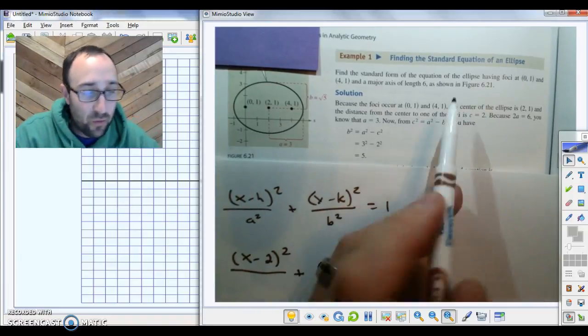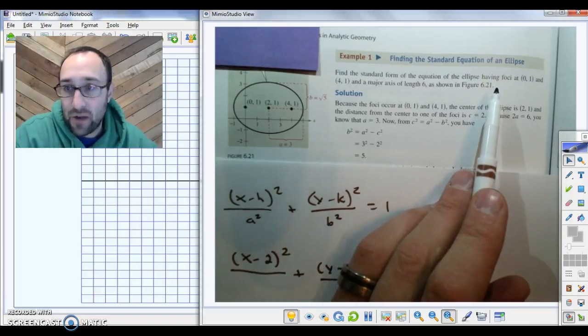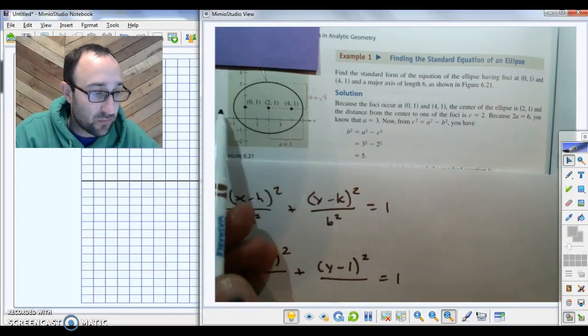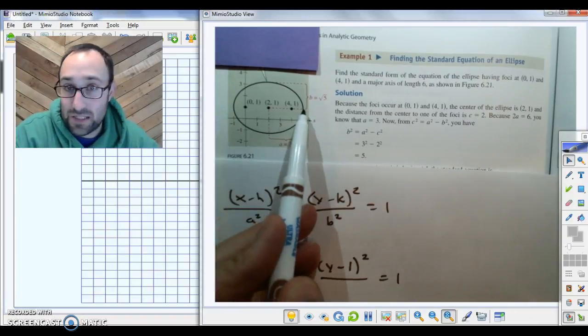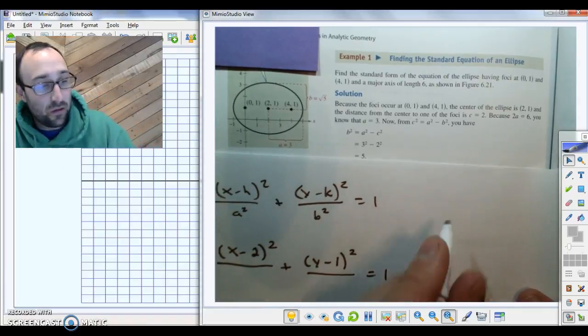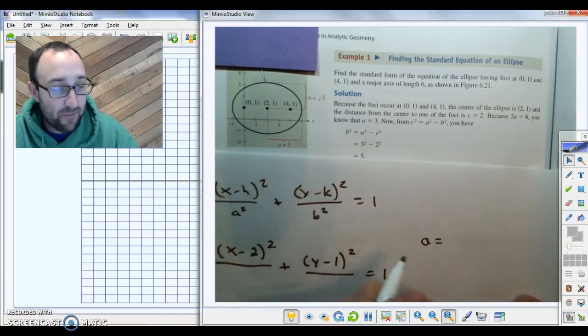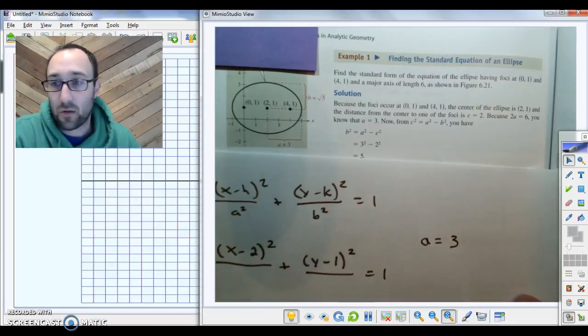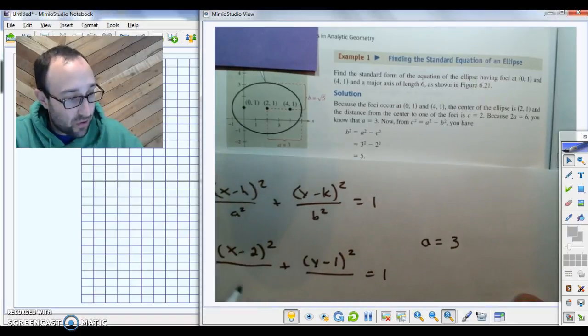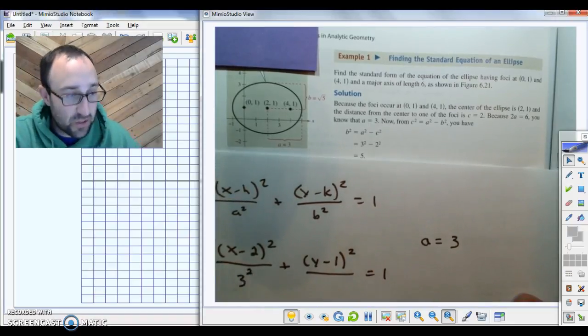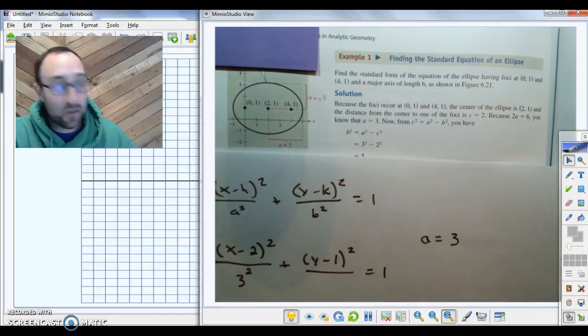Okay, so we read up here that the major axis has a length of 6, right? So from this point to this point is 6, so that means a is going to be half of 6, which is 3. So I'm going to put the 3 down here, and I'm just going to put 3 squared for now so you don't forget that it's squared.